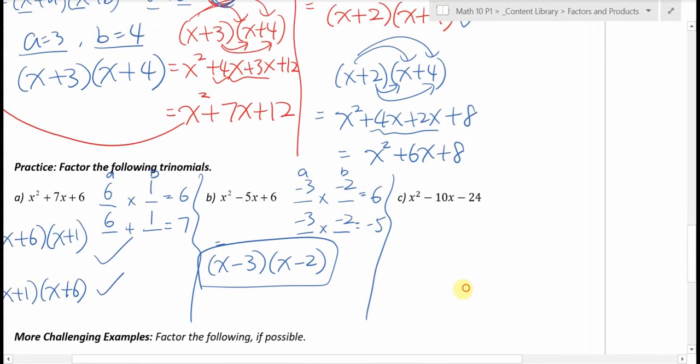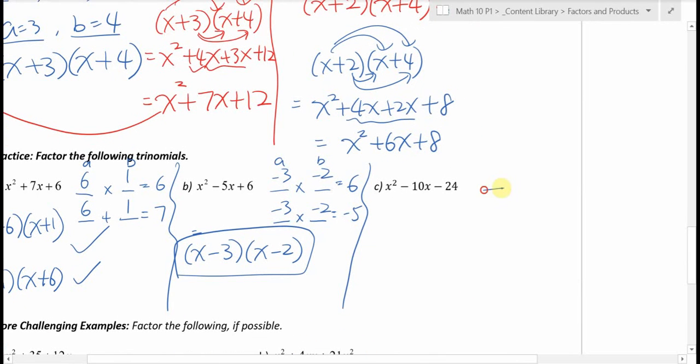Finally, the last one here. Same thing, looking for 2 numbers multiplied to -24. So this one is a little trickier because the final product is actually negative. So you have to think about 2 numbers multiplied to -24 and add to -10. If they multiply to -24, it means that the 2 numbers must have opposite signs, right? One positive and one negative.